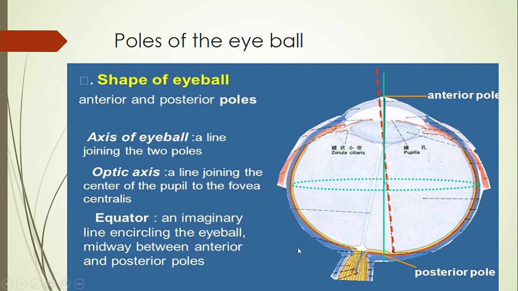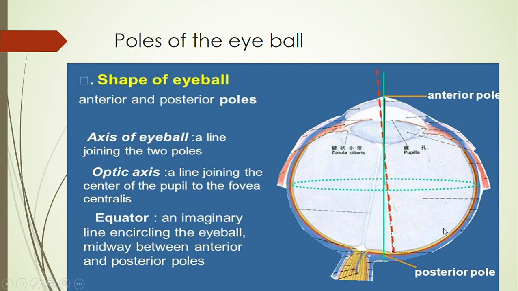Then the optic axis. The optic axis is a line joining the center of the pupil to the fovea centralis. That means the light entering through the center of the pupil hits posteriorly at the fovea centralis. So the line connecting in between is the passage, the direction of the light, so it is named the optic axis.